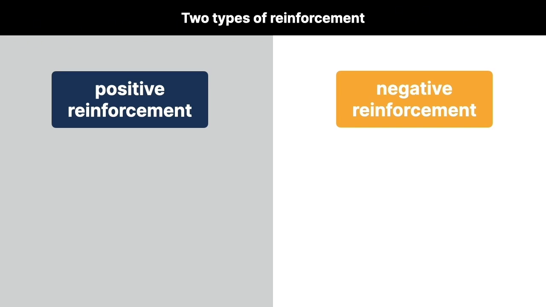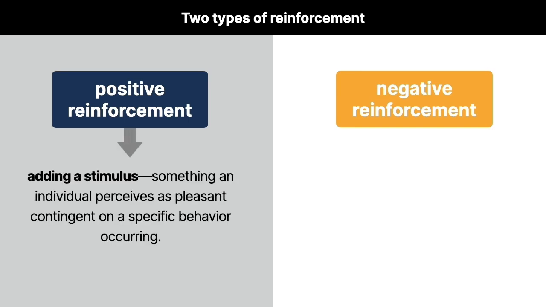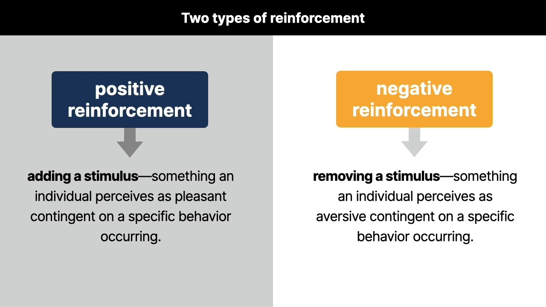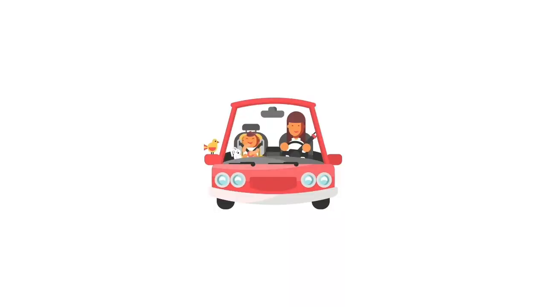When we talk about positive reinforcement, it's important to understand that positive doesn't mean pleasant when we're talking about behavior. Think back to math class. Positive means to add something. Specifically, we are adding a stimulus, something an individual perceives as pleasant contingent on a specific behavior occurring. If you're thinking, well, positive means adding, negative must mean removing or taking something away, you're right. With negative reinforcement, we are lessening or removing something an individual perceives as aversive, contingent on a specific behavior occurring.